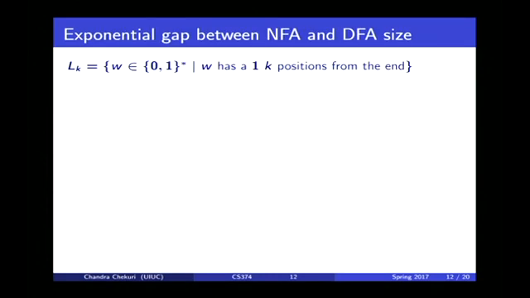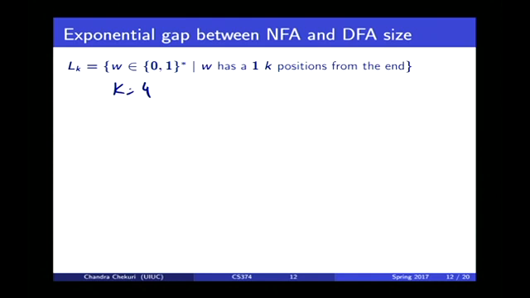This is a very fundamental example. We saw this language before. It is parameterized by a number k. It is the set of all strings such that there is a 1 in the k-th position from the end. Okay, pick k to be 4. What are the strings in this language?